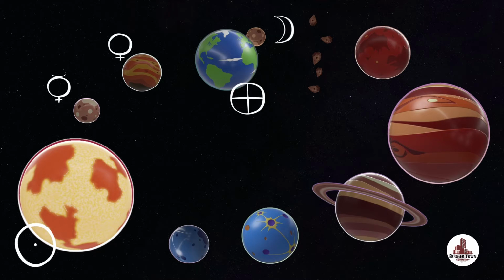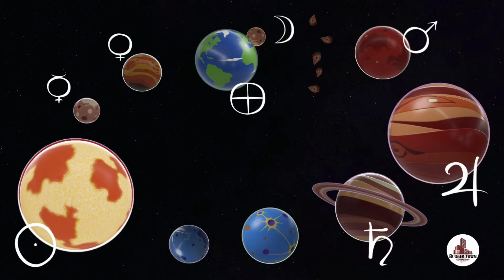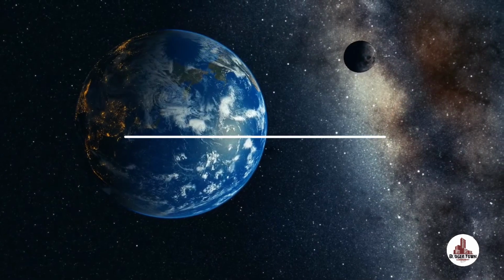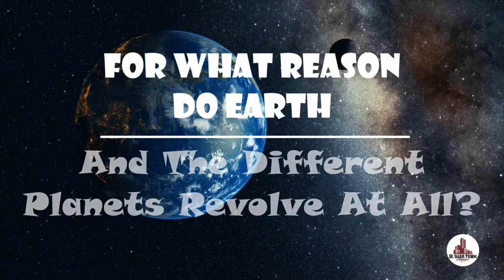The retrograde satellites are believed to be formed independently, prior to being captured by their planets. The majority of low-altitude artificial satellites of Earth have been set in a prograde orbit, because in this case less propulsion is needed to reach the orbit when launching in a prograde direction. For what reason do Earth and the different planets revolve at all?